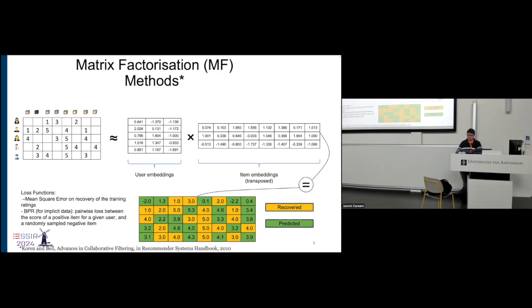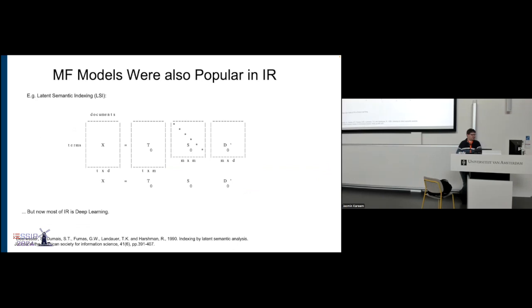Also, before going to neural methods, I want to say that it is a very similar thing to what has been in classic IR, where we have documents and terms. For example, there is a method called latent semantic indexing, from quite early days, from a paper published in 1990. And this one just has documents and terms in the matrix.